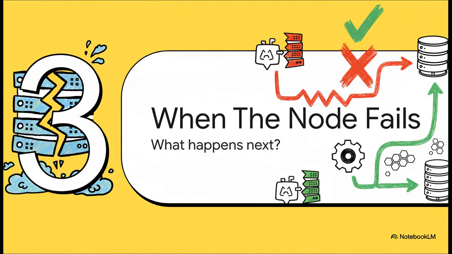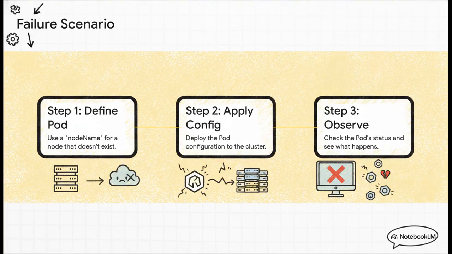Okay, so talk is cheap. Let's see what actually happens when the node you pick just isn't there. We're going to tell Kubernetes to schedule a pod on a node that doesn't exist and just watch what happens. The experiment here is super simple. We'll make a pod manifest. And for the node name, we're just going to put in a fake host name, something we know for a fact is not in our cluster. Then we'll apply it and see what Kubernetes does with our impossible request.